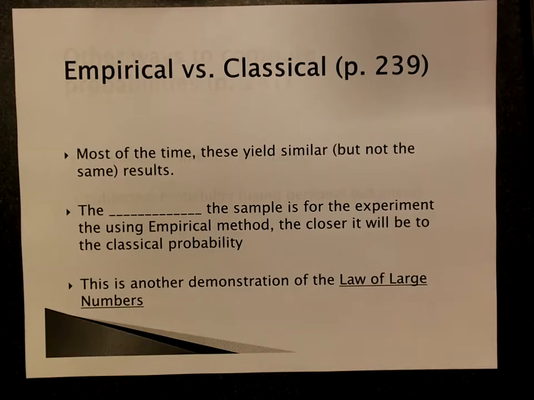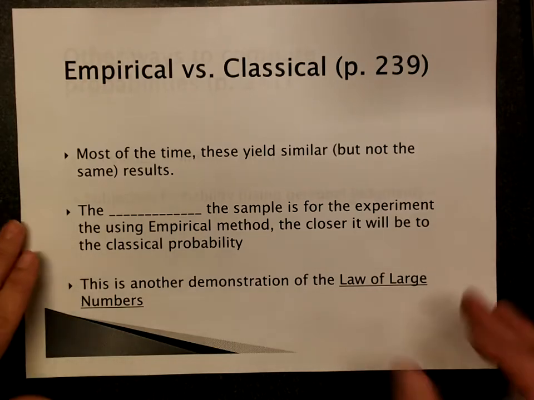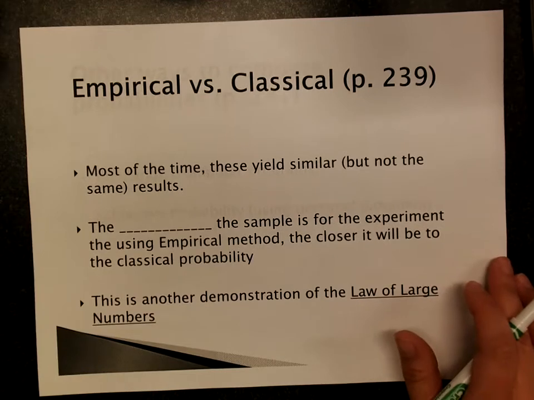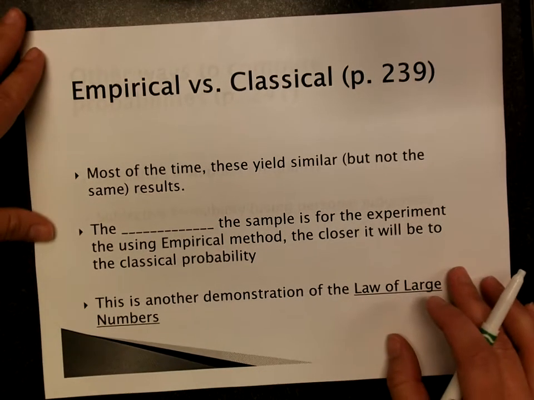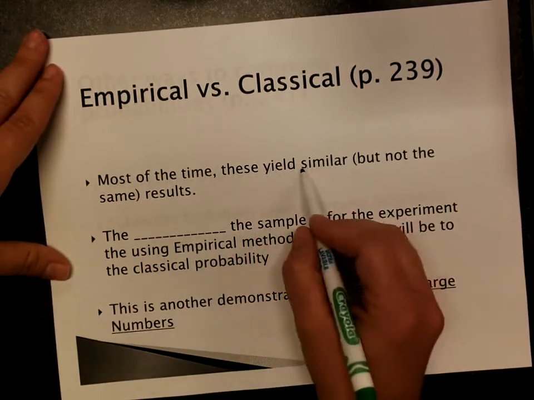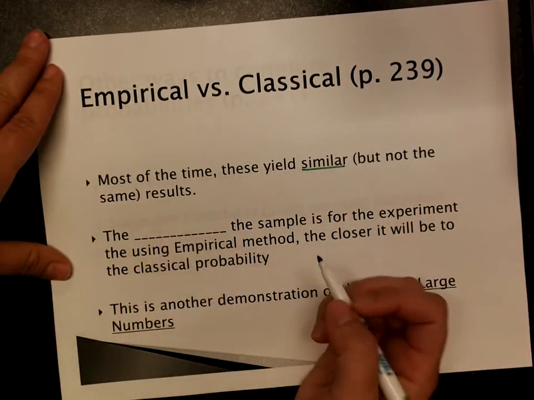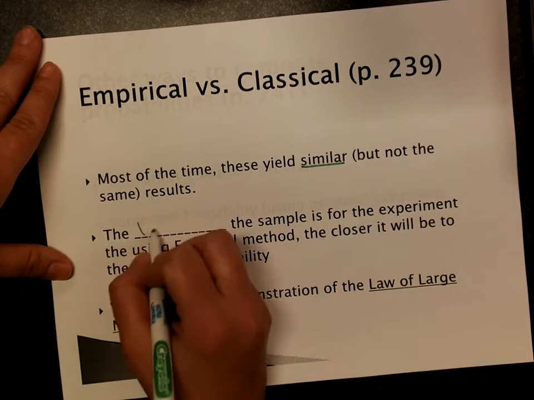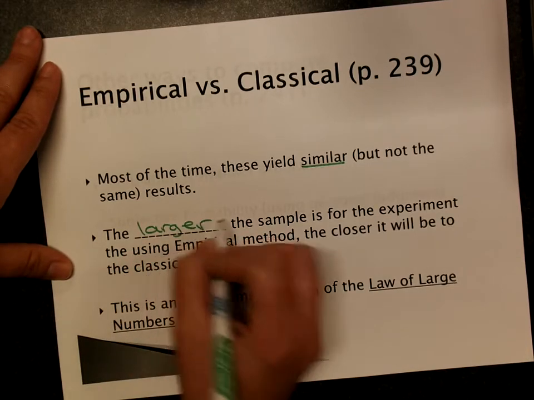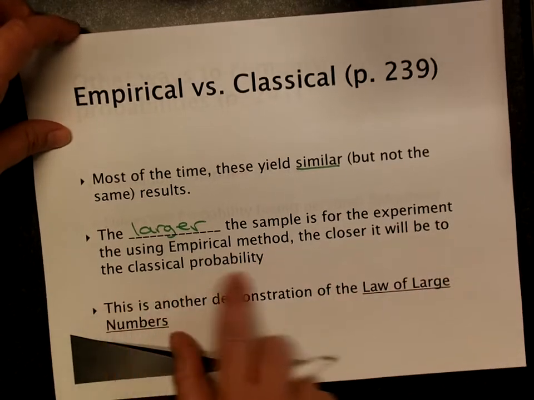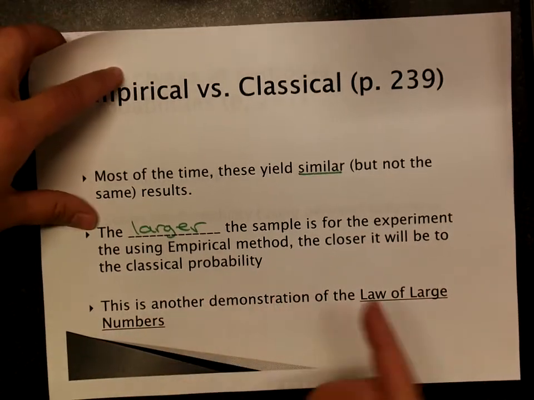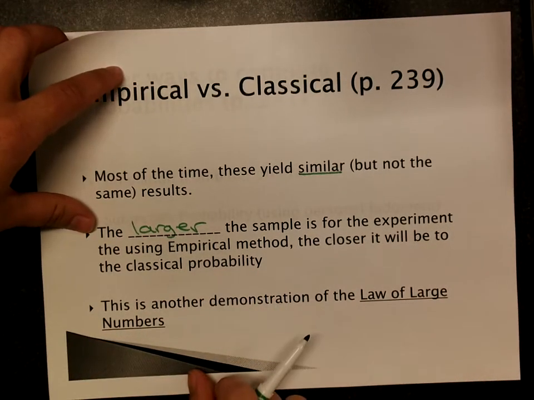All right, so empirical versus classical. Again, sometimes you can only use the empirical method, and sometimes you can only use the classical method. Most of the time, these yield similar but not the same results. But the larger the sample is for the experiment using the empirical method, the closer it will be to the classical probability. And this is another demonstration of what we call the law of large numbers.